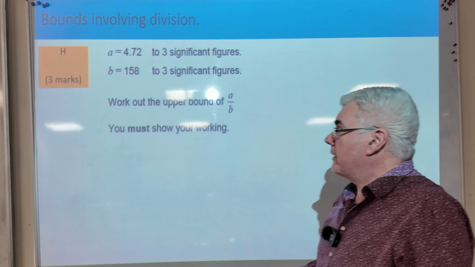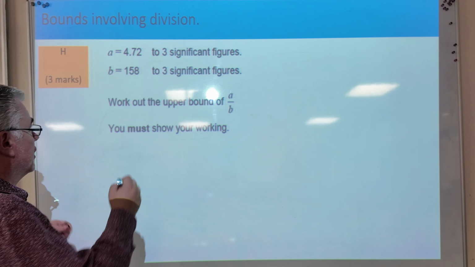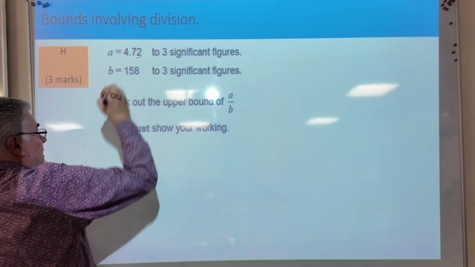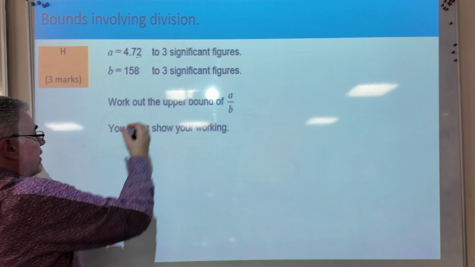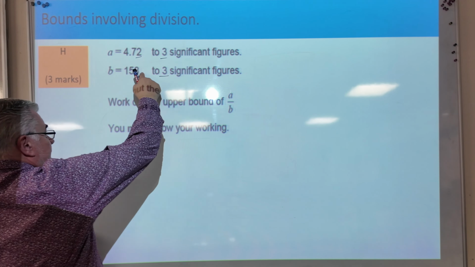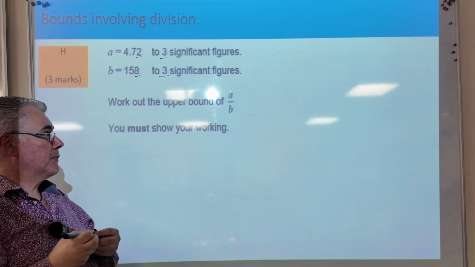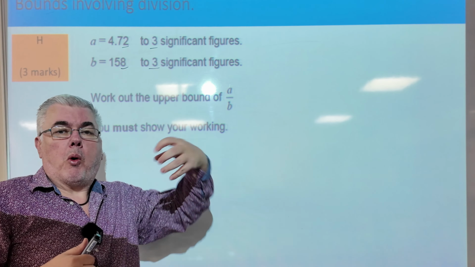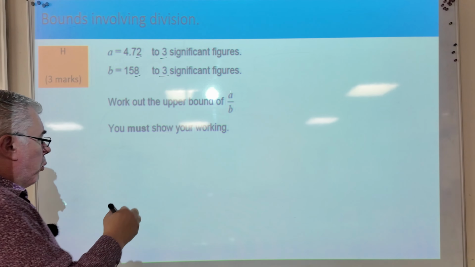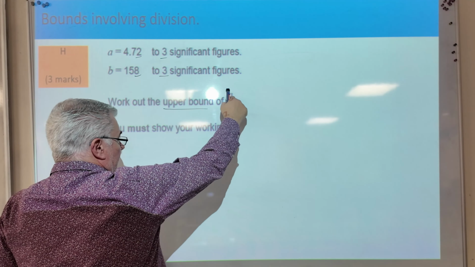A is 4.72 to 3 significant figures. That means that number has possibly been rounded. B is 158, again to 3 significant figures. So again, that number has possibly been rounded. These are what they are after rounding. Bounds are always about what could it have been, what might it have been. Work out the upper bound of A divided by B.